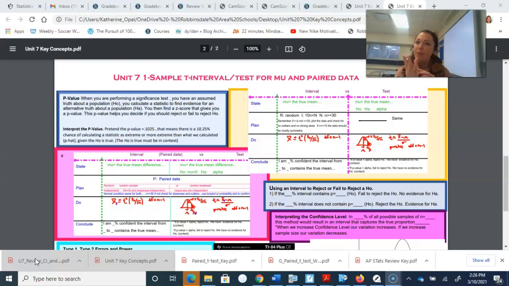And then finally, you will not be tested on this tomorrow or Friday, but it will be on the AP test. That's why I'm including this on the video. A one sample T interval for paired data.